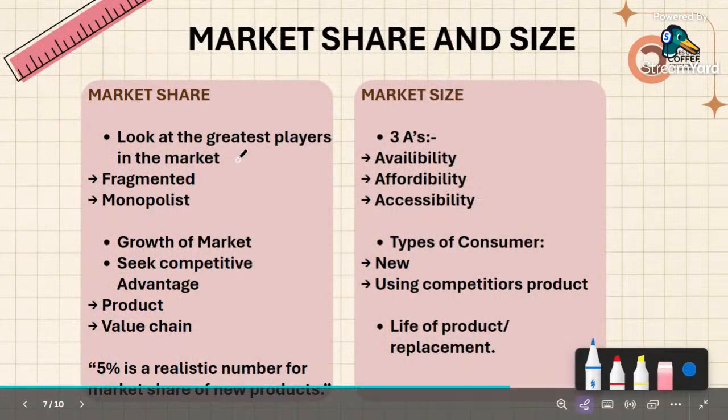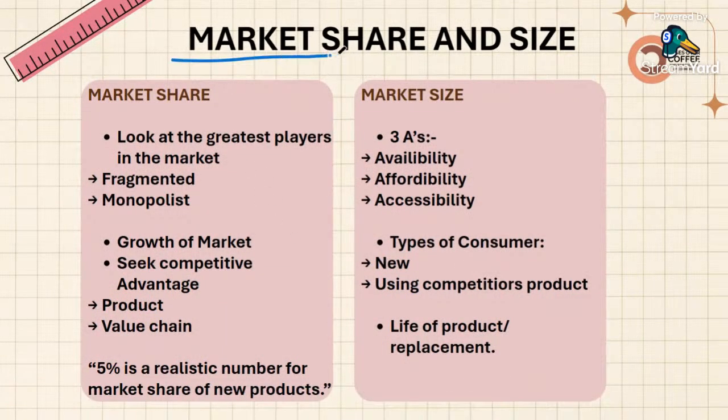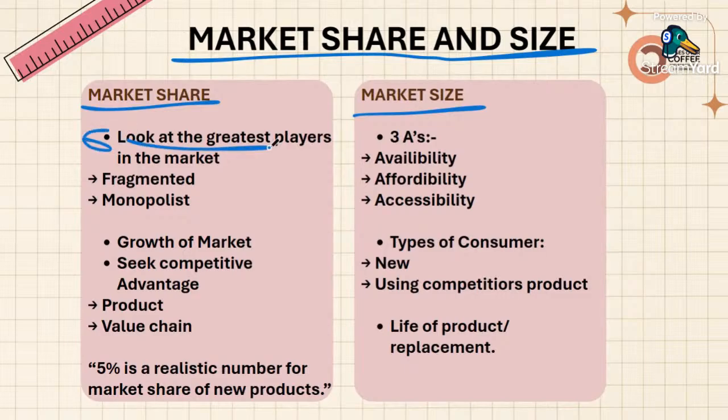Moving forward, in market entry we need to do two more things, which are the market share and the market size of the industry in which the company wants to enter. For example, the very first thing that you need to do is to take a look at the greatest player in the market in which the company wants to enter. Let's say the company wants to enter a market which is fragmented or a monopolist one. In these cases, we can generate some insights by asking these questions and understanding the industry specifics and the market share.